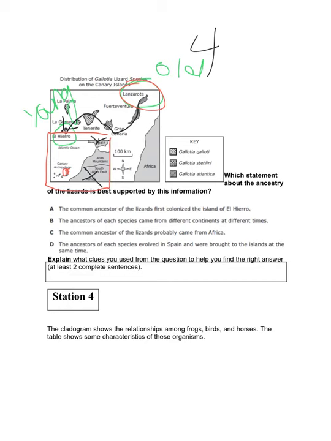Now, Spain to Africa has a lot of water between it. So that's not a really good option. So they must have come from the only other option, which is Africa. Common ancestor came from Africa and then traveled outwards to the west. So the one that says that is letter C, as in cat.